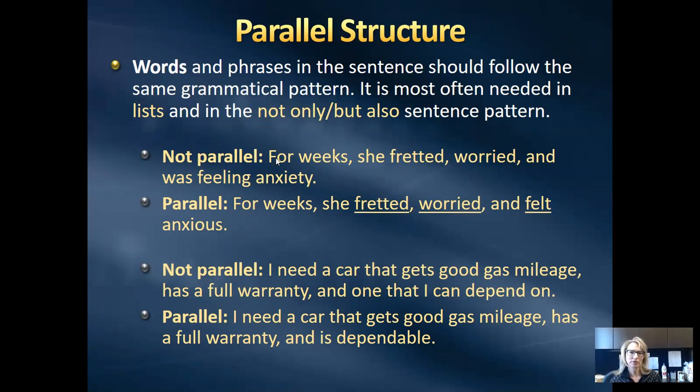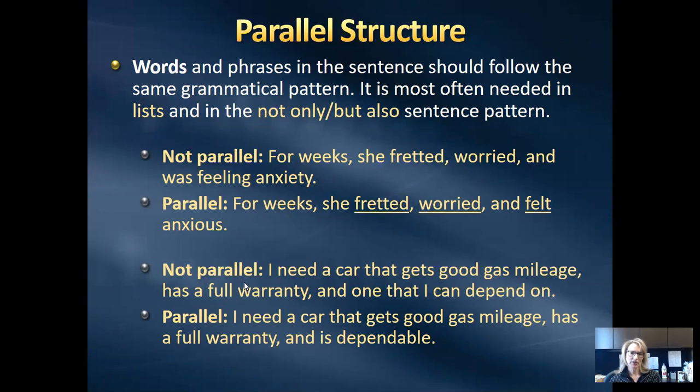Here's some examples. For weeks, she fretted, worried, and was feeling anxiety. So what happened here? We went from past tense form, fretted, worried, and to a different tense. So we need to make this one past tense since the other two are. So we need to say, for weeks she fretted, worried, and felt anxious.